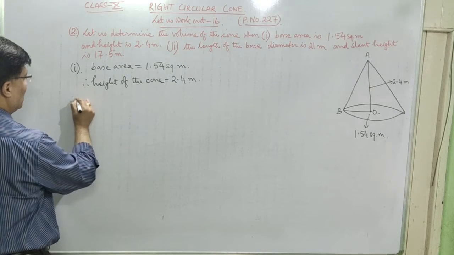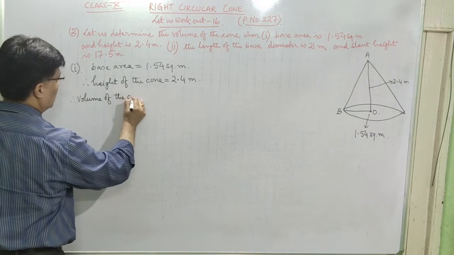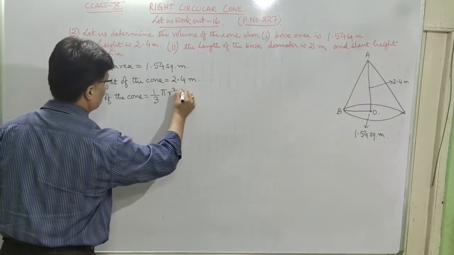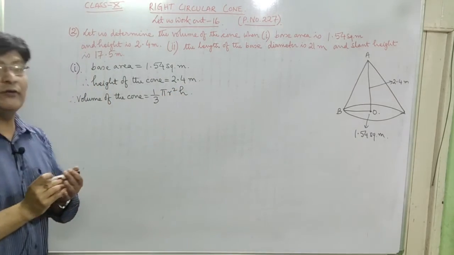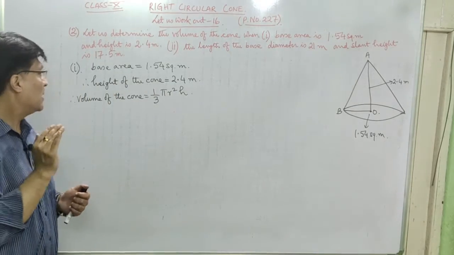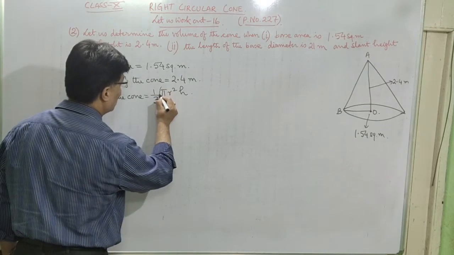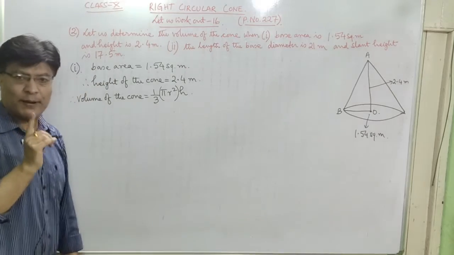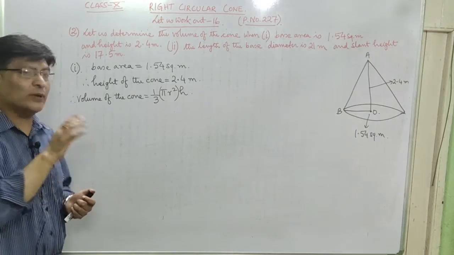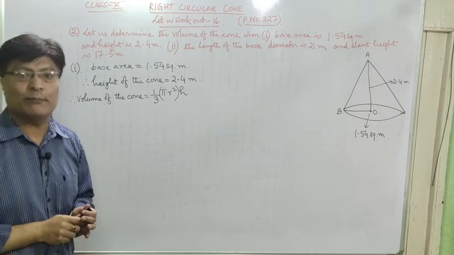So the volume of the cone is equal to 1/3 pi r square h. Now how can you find out the volume of the cone? Only the base area and the height of the cone are given here. So what is this pi r square? Pi r square is the area of the circle. You know that pi r square is the area of the circle. That is, pi r square is the area of the circular base.